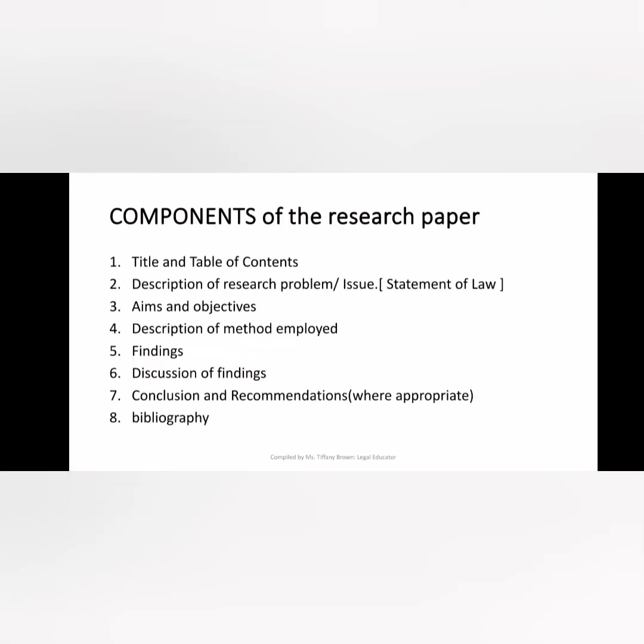Now, the components of the research paper include a title and table of contents, description of research problem, aims and objectives, description of method employed, findings, discussion of findings, conclusion and recommendations, and the bibliography. Let us get into each of them.